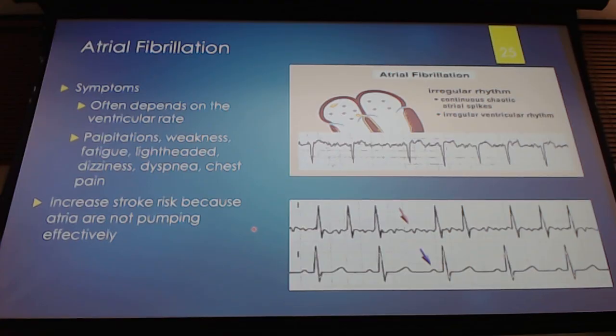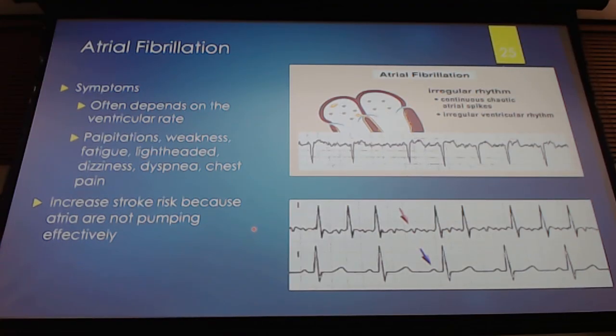Sometimes they can be higher, sometimes they can be lower for heart rate. So these patients often will be symptomatic depending on what their ventricular rate is. Okay, so you have palpitations, weakness, dizziness. A lot of these patients have a history of AFib and know exactly when they go into atrial fibrillation because they'll start feeling their heart is beating differently. They feel that irregularity of their heart rate.